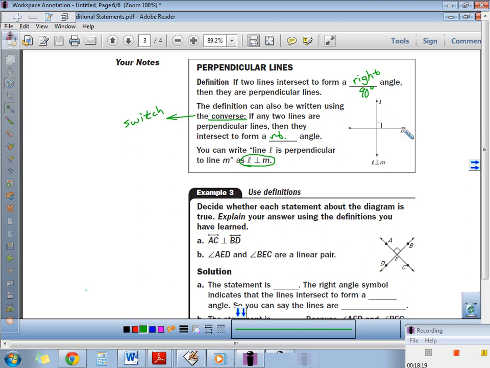Here's the first one. AC is perpendicular to BD. Is that a true statement? AC perpendicular to BD. Yes, that is a true statement. And how would you say that? AC is perpendicular to what other line? BD. Because they form a right angle. So I'm kind of abbreviating. Because they form a right angle. That is the reason why.